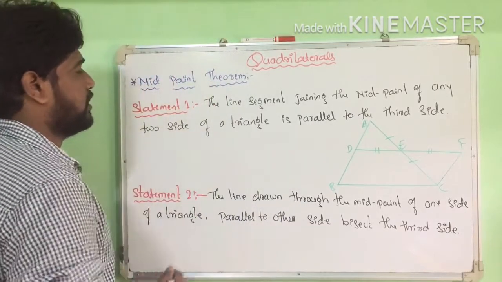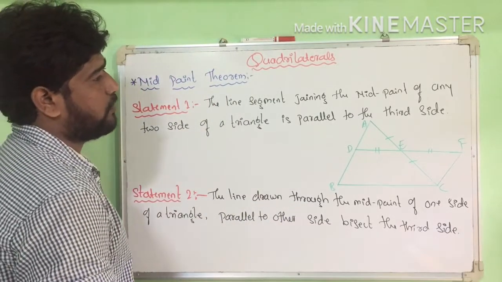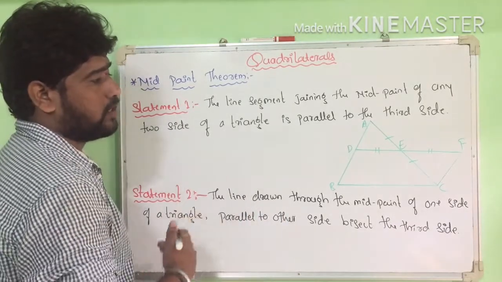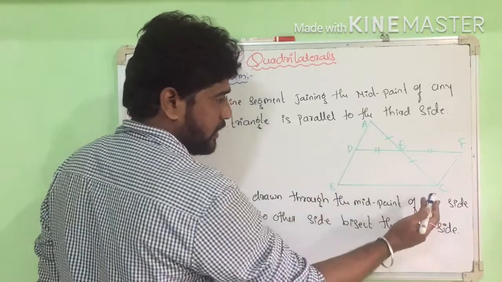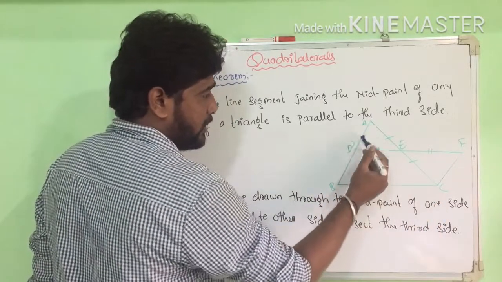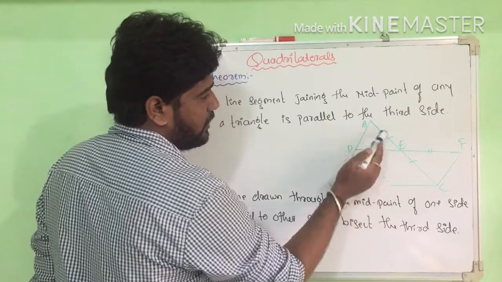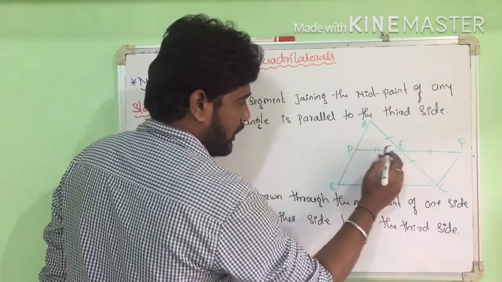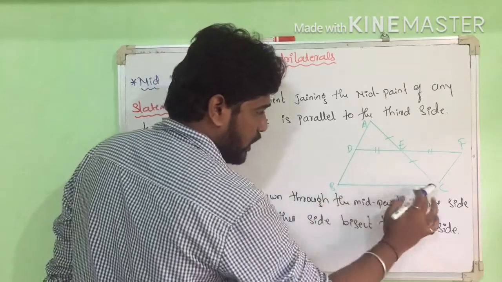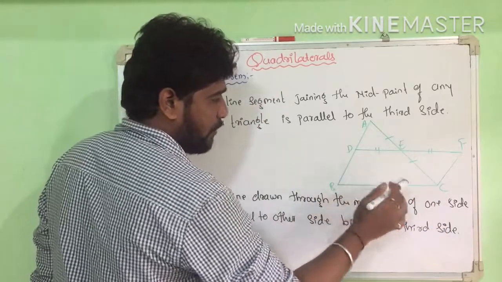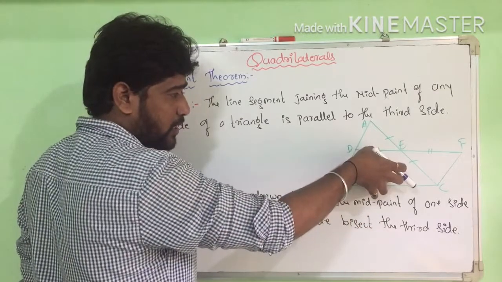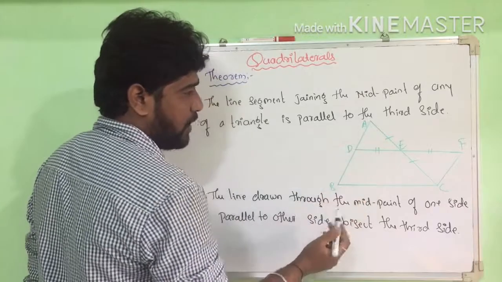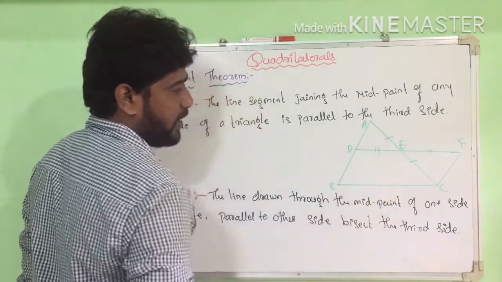So here the first statement is that the line segment joining the midpoints of any two sides of a triangle is parallel to the third side. So here ABC is a triangle. In that D is the midpoint of AB and E is the midpoint of AC. So when we join these two, DE, then DE is parallel to BC. We want to show here DE is parallel to BC. Means these two sides are parallel to each other when D is the midpoint of AB and E is the midpoint of AC. Right?